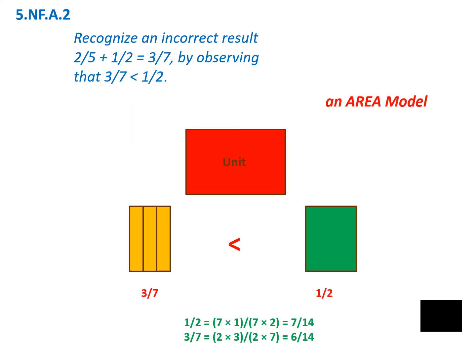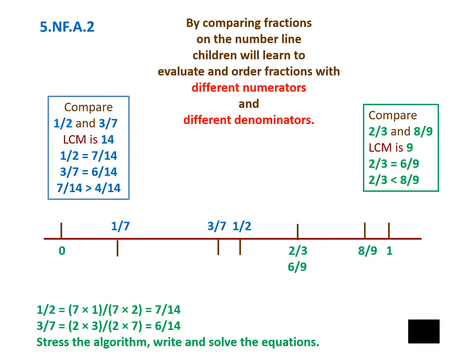Some students might still visualize this concept better in an area model, but use area models only if needed. At this point, we must stress number sense, computation, and the algorithm. At this point, students should be able to find a common denominator and to locate fractions on the number line. So all of this should now be a review, but the number line does provide an easy visualization of fractions with different denominators.